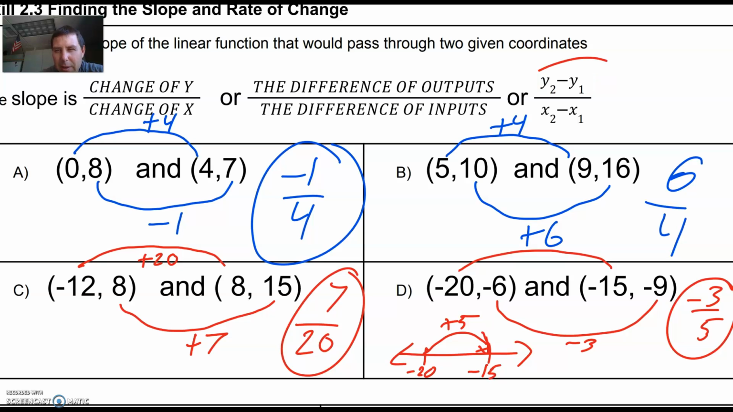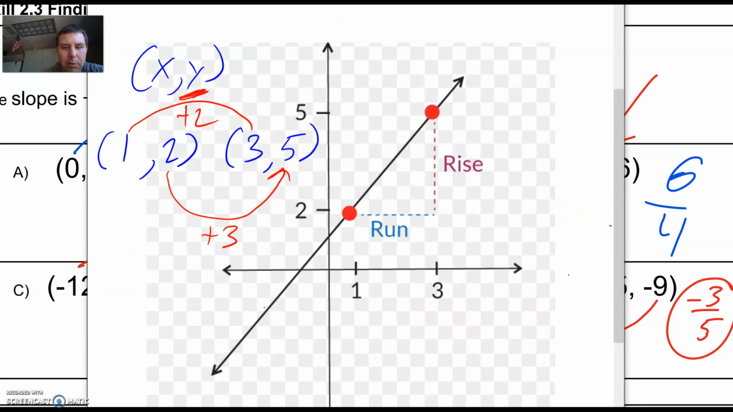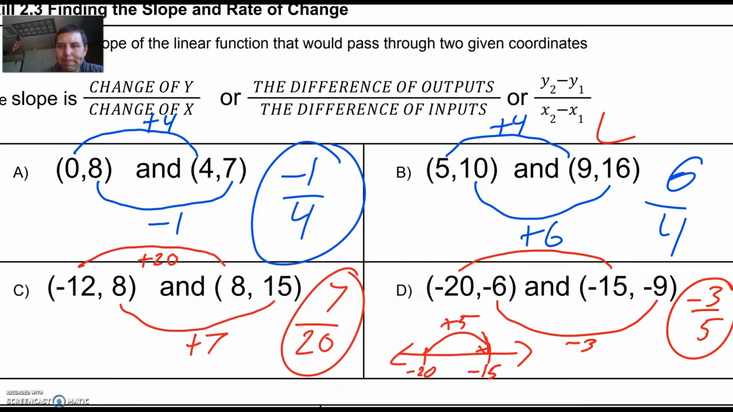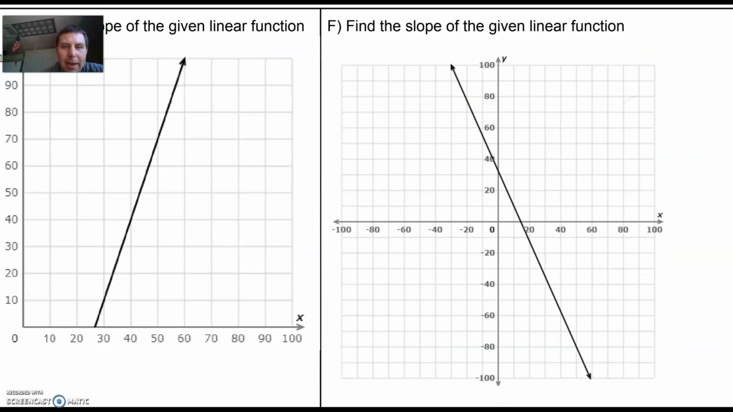I've always preferred not using this just because it gets a little tricky. I prefer the method that you see me doing here, simply for the reason that it matches the idea you would do if I gave you the graph, similar to what we did here. Okay? So let me finish with E and F.